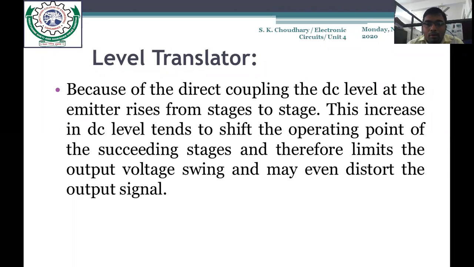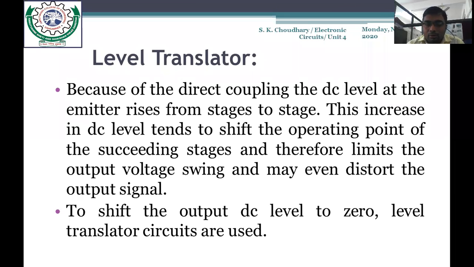So to avoid the distortion and to provide the maximum voltage swing at the output terminal, we have to use the level translator circuit. So what is our aim? To shift the output DC level to 0, and for this purpose we are using the level translator.